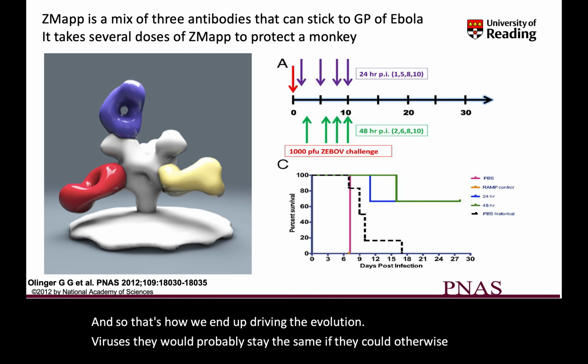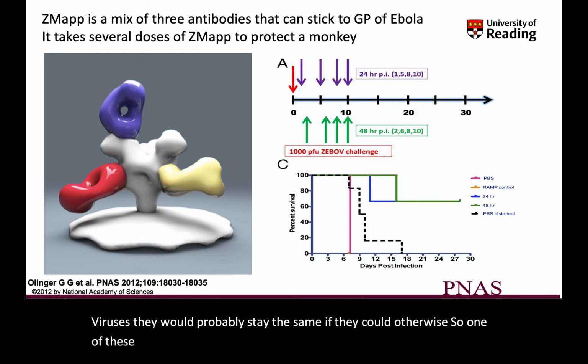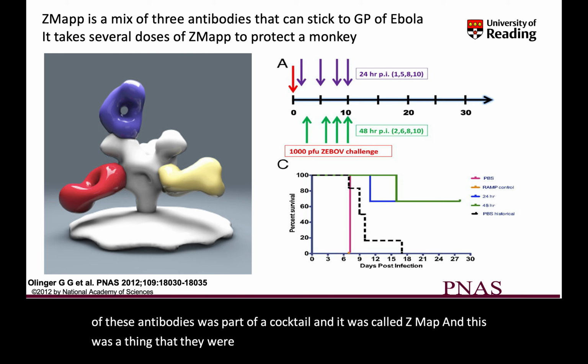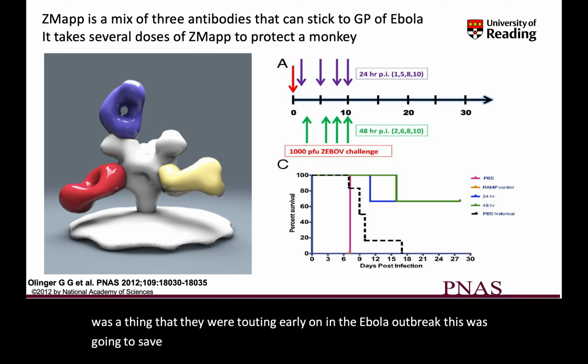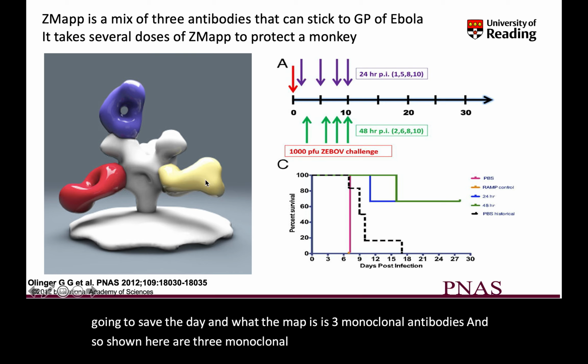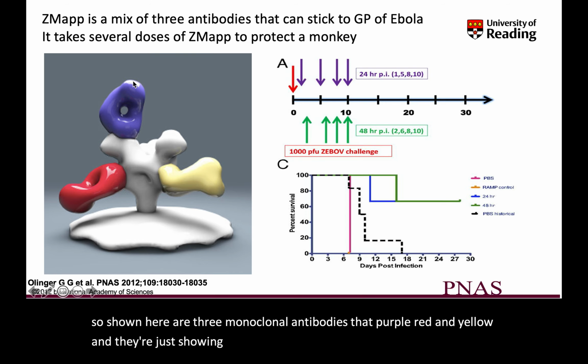So one of these antibodies was part of a cocktail called ZMapp. This was a thing that they were touting early on in the Ebola outbreak. This was going to save the day. What ZMapp is, is 3 monoclonal antibodies. And so shown here are 3 monoclonal antibodies, purple, red, and yellow. And they're just showing the Fab region of these antibodies, if you're into antibody things.